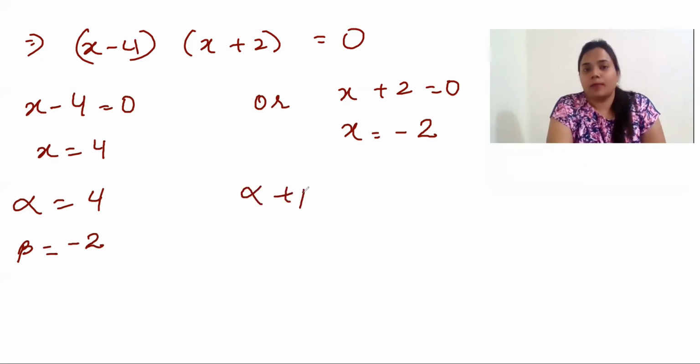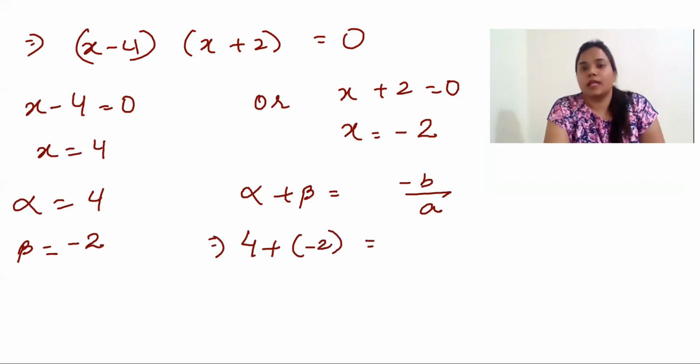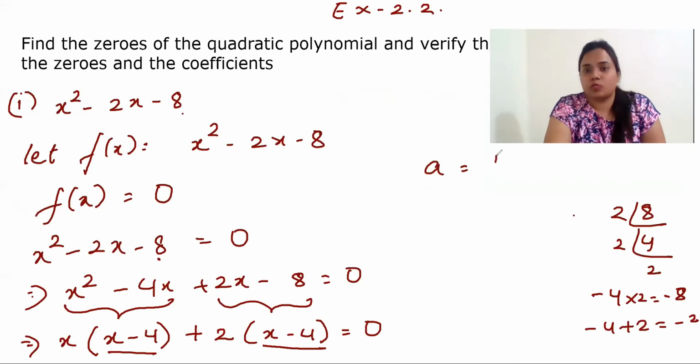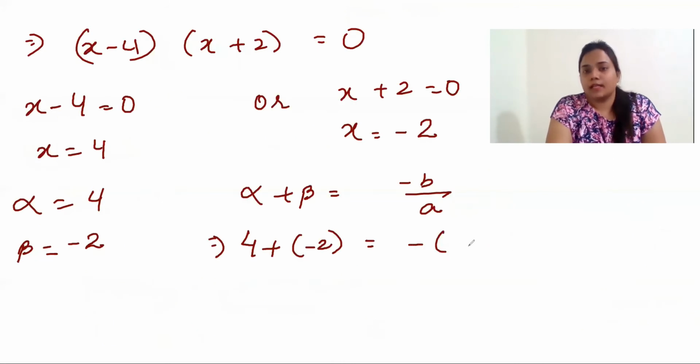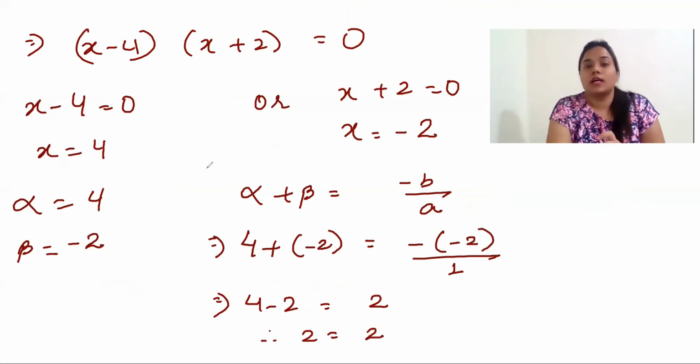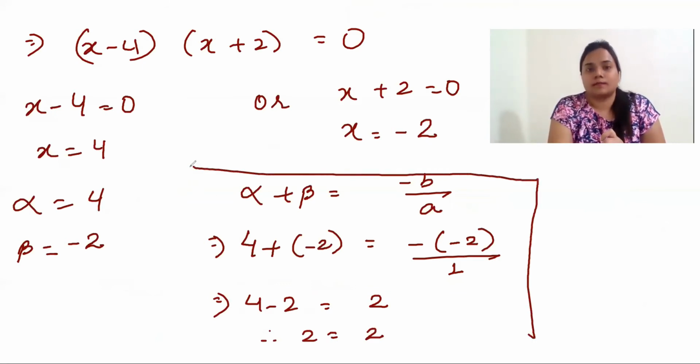First was alpha plus beta is equal to minus b upon a. What will be our alpha plus beta? 4 plus minus 2. And what is our b and a? Let us check again. A is 1. If there is nothing as a coefficient, it means we have 1. B is minus 2 and C is minus 8. So we have to write minus b upon a, that will be minus of minus 2 upon 1. So 4 minus 2 is equal to 2. Therefore, 2 is equal to 2. Hence, we got the sum of the zeros correct.